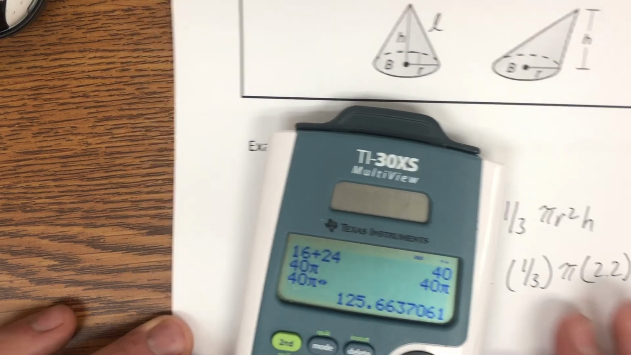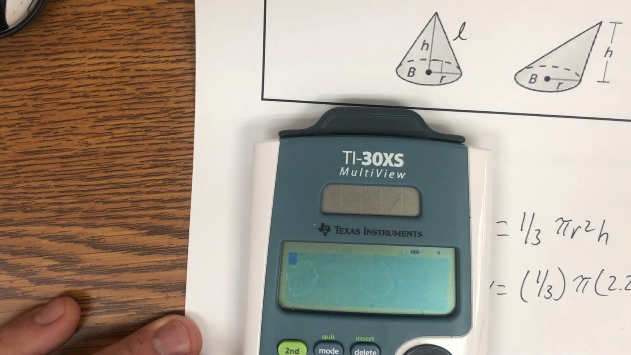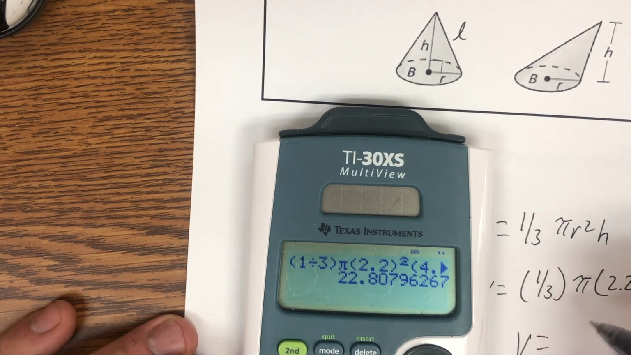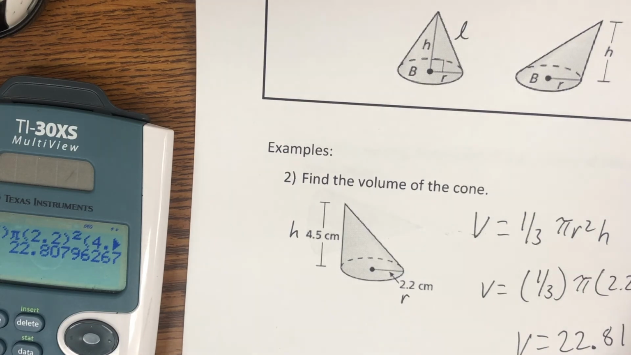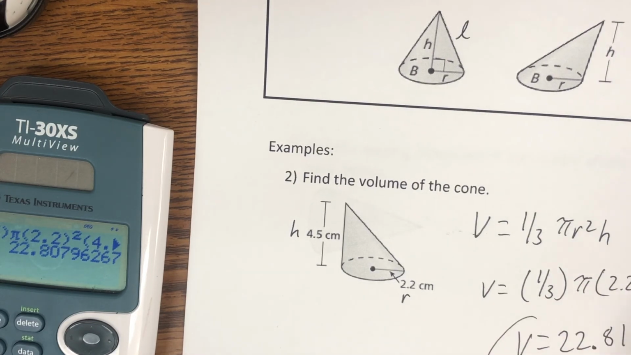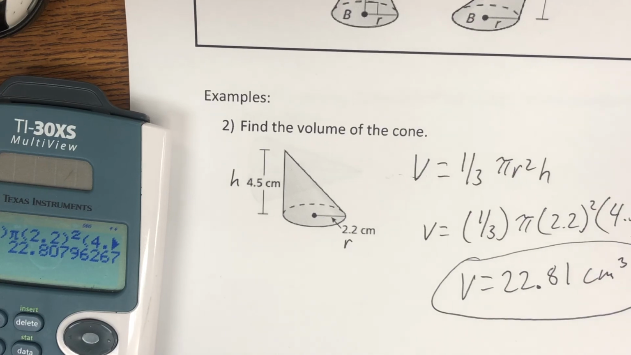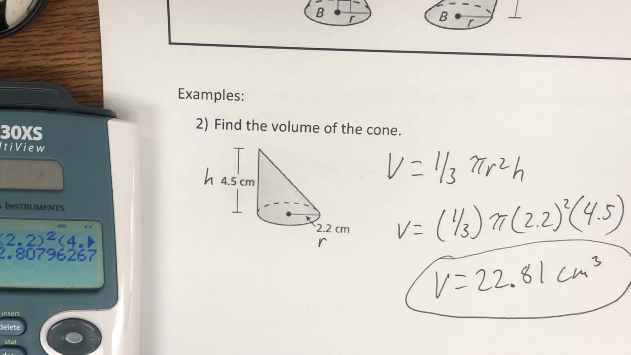So here we go. Let's type it in. Clear it off. 1 divided by 3 in parentheses. Pi button, 2.2 squared, and 4.5 in the parentheses. Our volume is equal to 22 point, it looks like 807, so we'll call that 81, and our units were centimeters. Volume is cubed. Got it. So make sure you keep those things straight as you are going through.